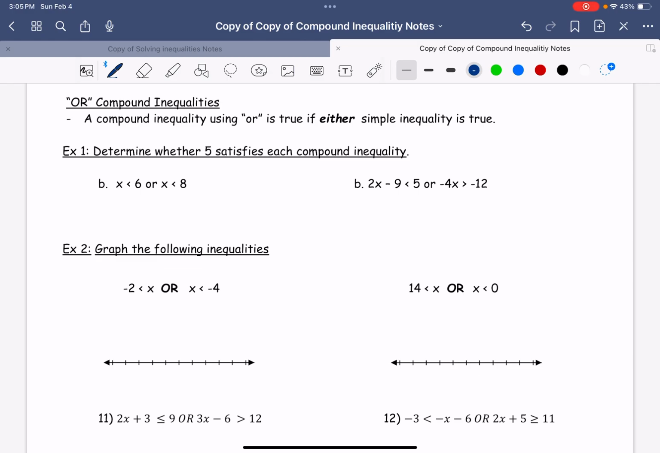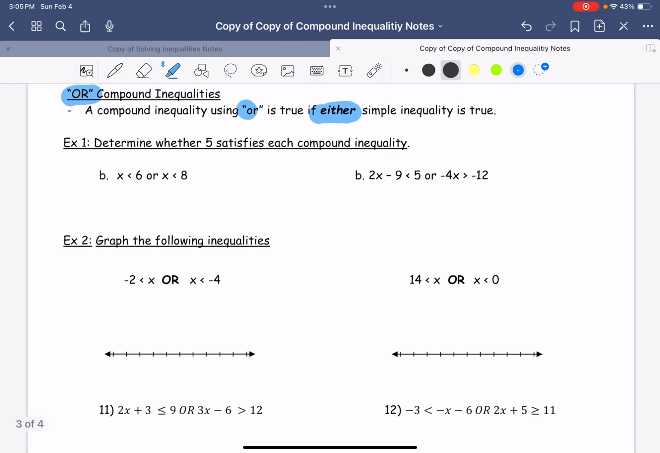So in this case, a compound inequality using or is true if either simple inequality is true. So they don't both have to be true this time. Okay, so we are looking at or statements today. And it's true if either is true. Doesn't have to be both. So let's look at this. This is going to go a lot faster today.